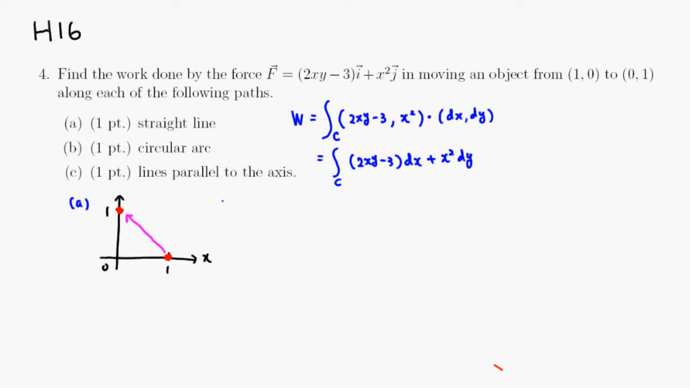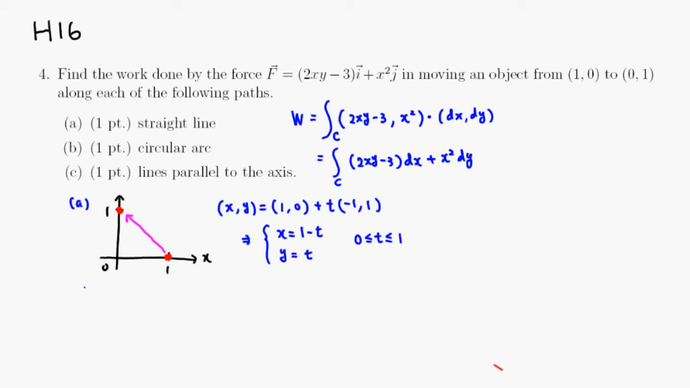We can parameterize it by (x, y) equals starting from (1, 0) plus some parameter t times the vector going in that way: minus 1 and up 1. So we can write x equals 1 minus t and y equals t, where t goes from 0 to 1. You can check that when t equals 0, it's (1, 0), and when t equals 1, you get (0, 1). That's part A, and then you do the same thing as in problem number 3. I'll let you do that.